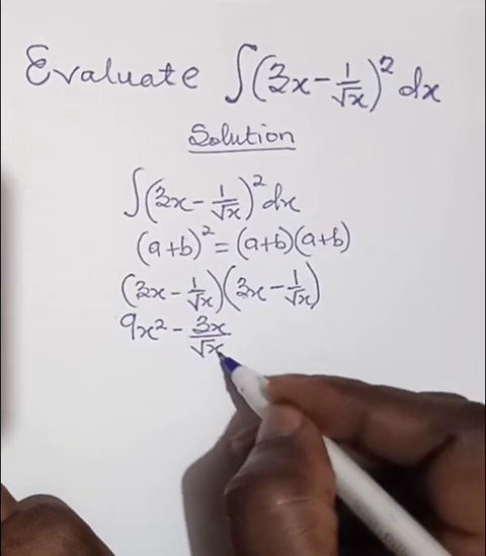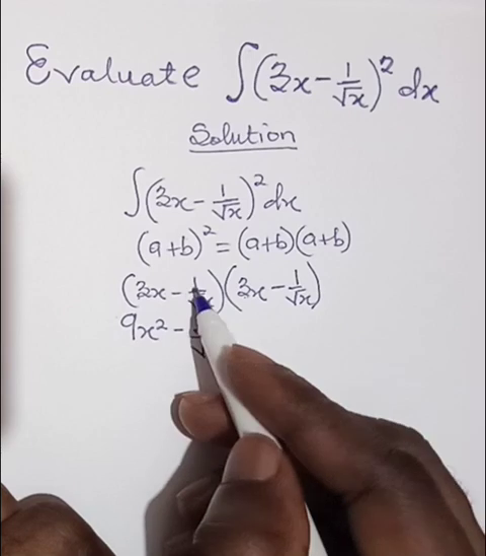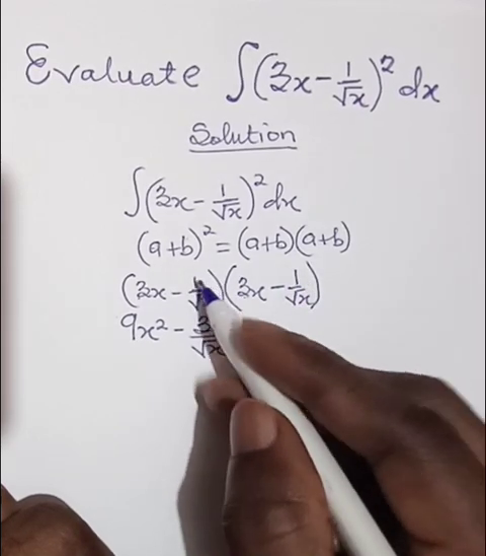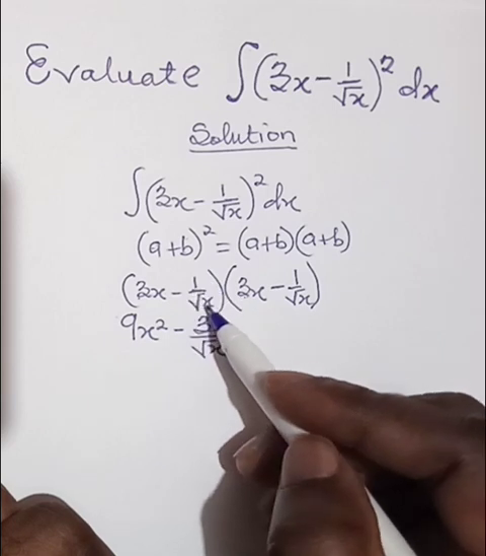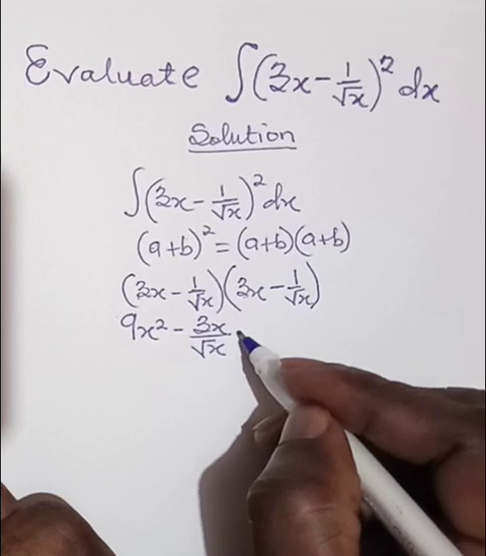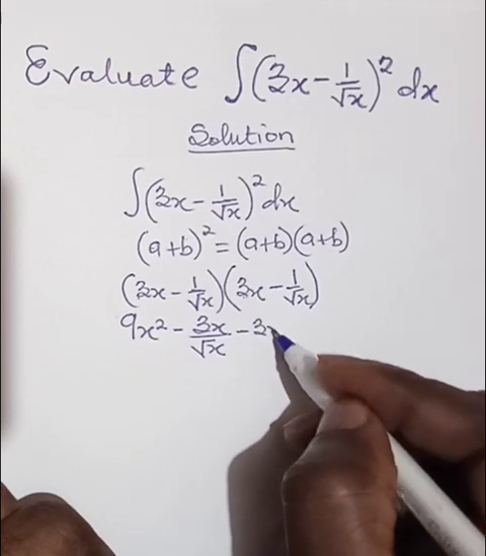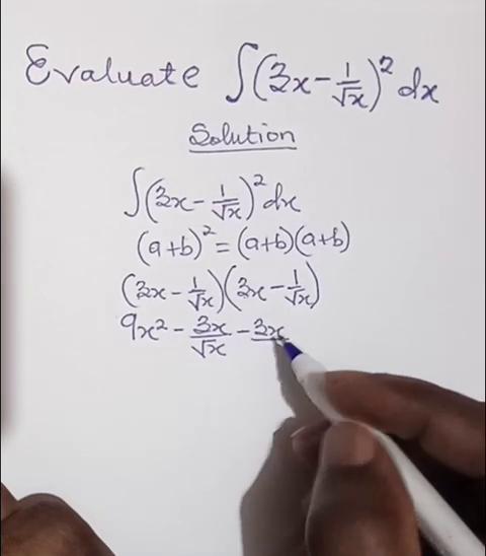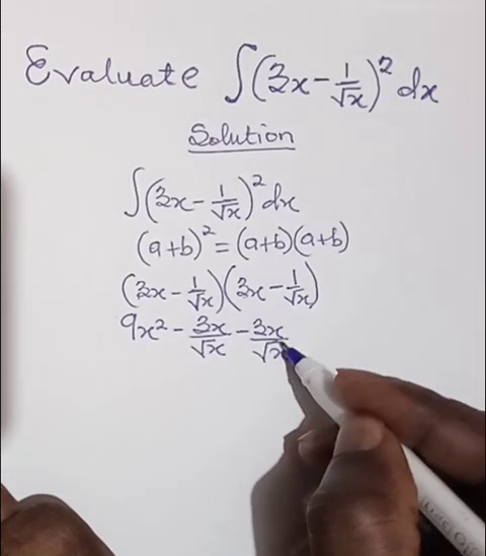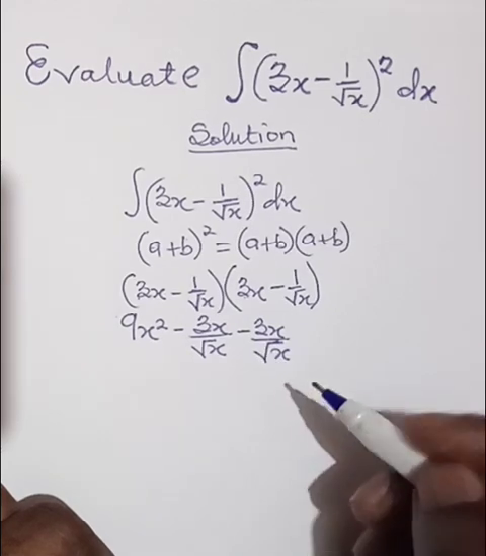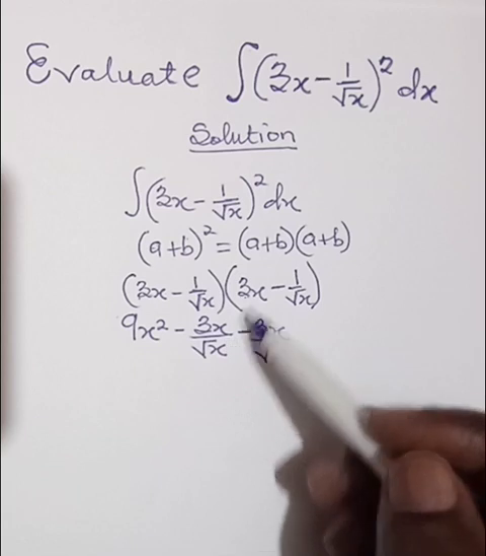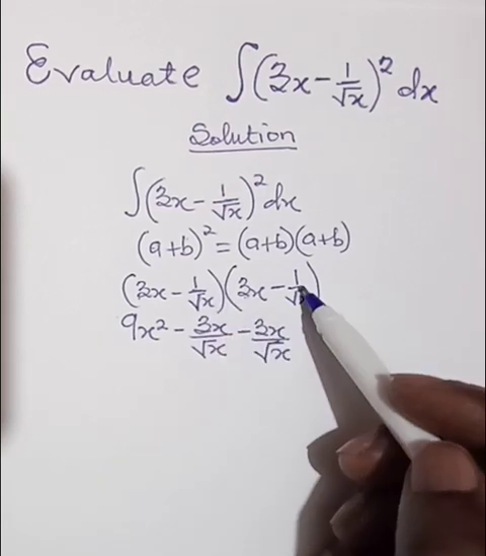square root of x. So I'm done with this. I'm now going to use this to multiply this. So negative 1 on root x times 3x gives me negative 3x all divided by square root of x. Right? Great.